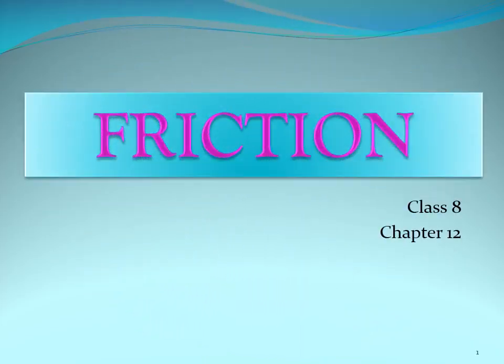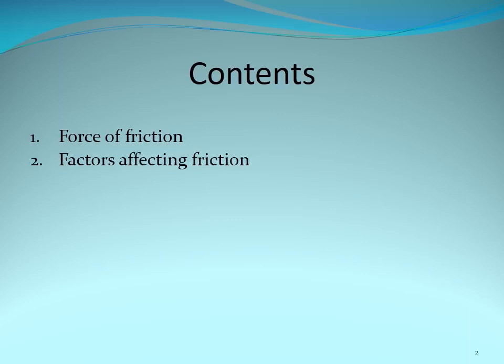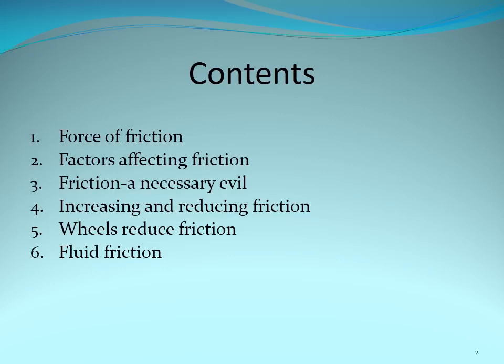Chapter 12 Friction. The main topics that are covered in this chapter are: first, force of friction; second, factors affecting friction; third, friction a necessary evil; fourth, increasing and reducing friction; fifth, wheels reduce friction; sixth, fluid friction. These are the topics covered in this chapter.